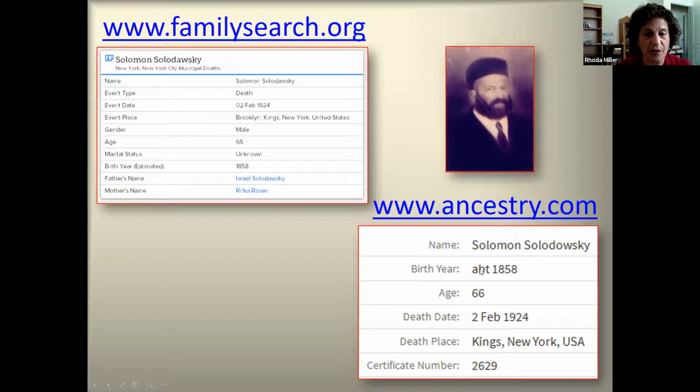This is just an index. On FamilySearch, however, they give you more information on their index. So I did the same search, Solomon Solodowksy, except they have it indexed as Solodowksy, but it still came up. Now what's different and what makes it a better search for us is that it does give the marital status. Here it said unknown, but it also gives the parents' names. And particularly if you're searching for someone with a common name, it can be extremely helpful to know the parents' names before you actually spend the money going to get the actual death certificate.